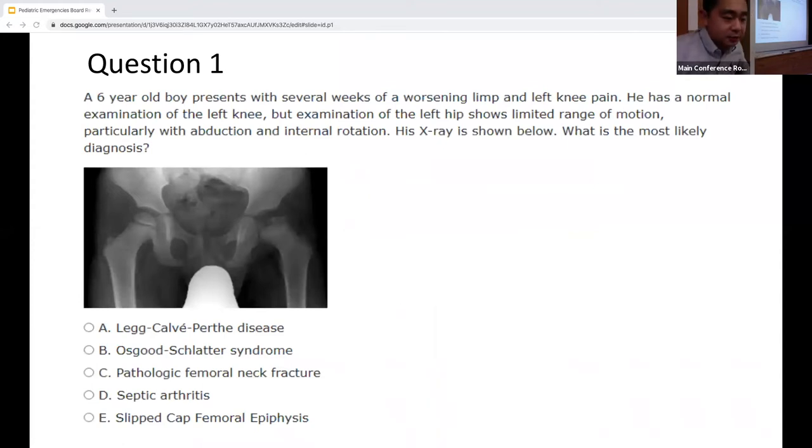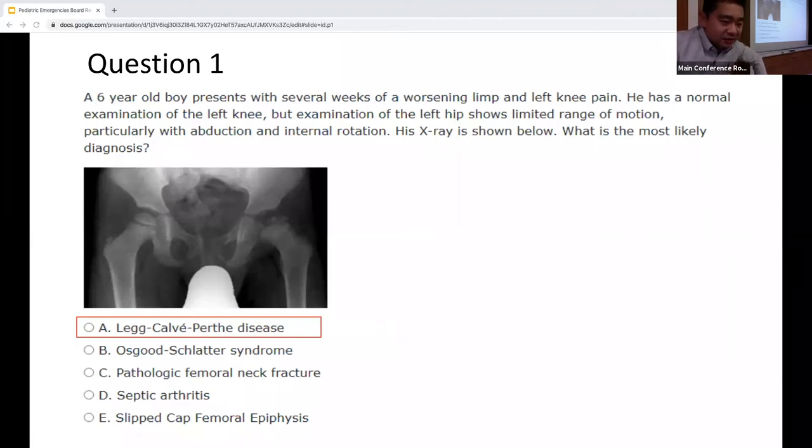So this is the first question that was sent to the class before this. This is a six-year-old boy presenting with several weeks of worsening hip pain. This is a musculoskeletal board review. He has a normal examination of the left knee, but the left hip shows limited range of motion, particularly with abduction and internal rotation. His x-ray is shown above. What's the most likely diagnosis? And the answer is one, Legg-Calvé-Perthes.